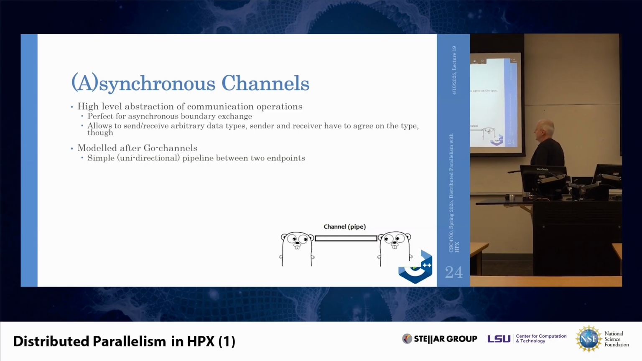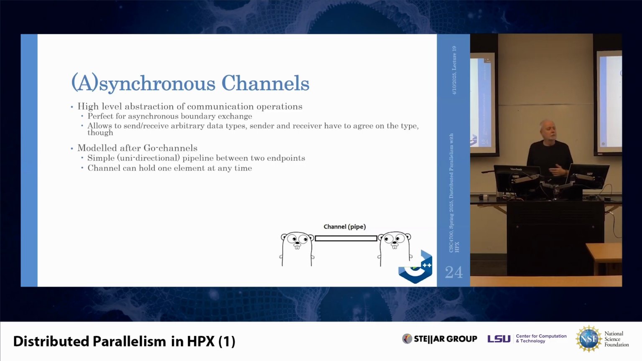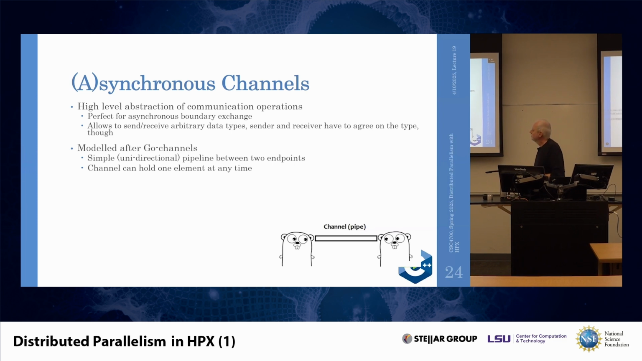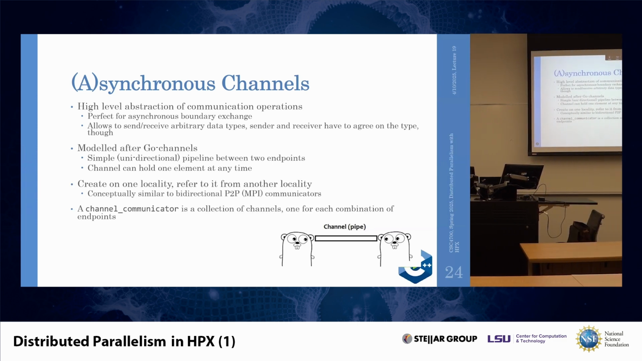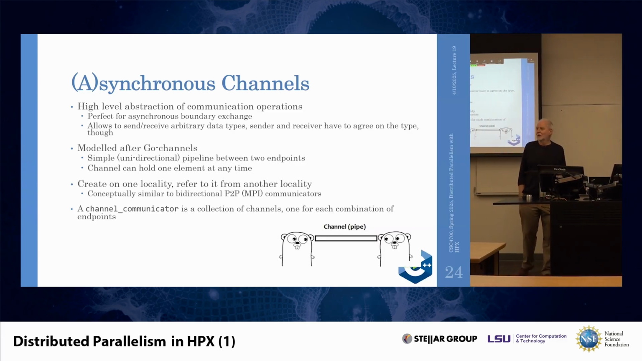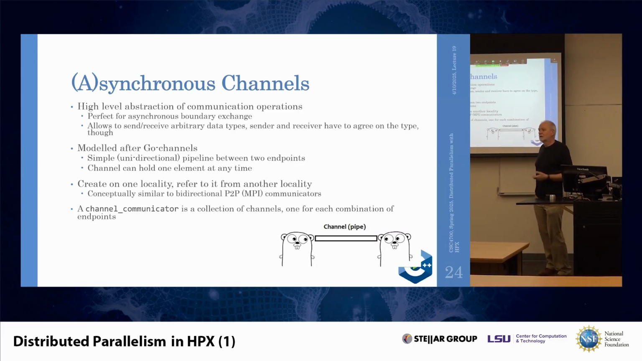So it's a unidirectional pipeline between two endpoints. The channel can hold one element at a time or many elements at a time. It really depends on the implementation. You create a channel on one locality, send it over the wire, and you can use it on the other end, on the receiving end.